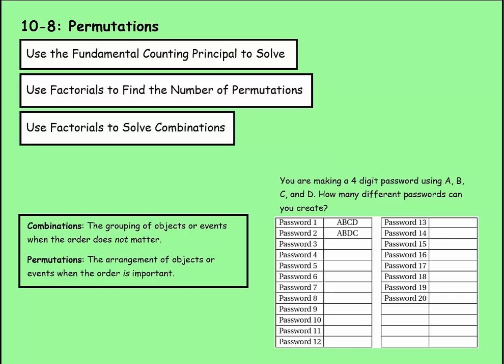We're on lesson 8 of chapter 10, which is permutations. First, we're going to use the fundamental counting principle to solve. Then we're going to use factorials to find the number of permutations. Then we're going to use factorials to solve combinations.